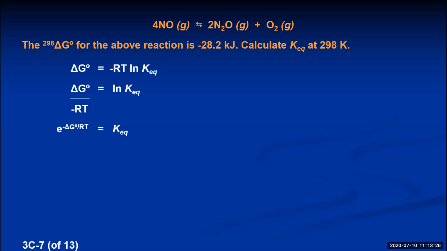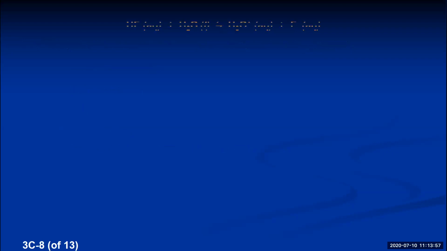So this is going to be negative 28,200 joules instead of negative 28.2 kilojoules. So the equilibrium constant for the reaction will be e raised to the negative 28,200 joules divided by the product of 8.314 joules per Kelvin times 298 Kelvin. And if you work that out, you get 8.77 times 10 to the fourth. So we've now determined theoretically what the equilibrium constant for this reaction will be at a temperature of 298.